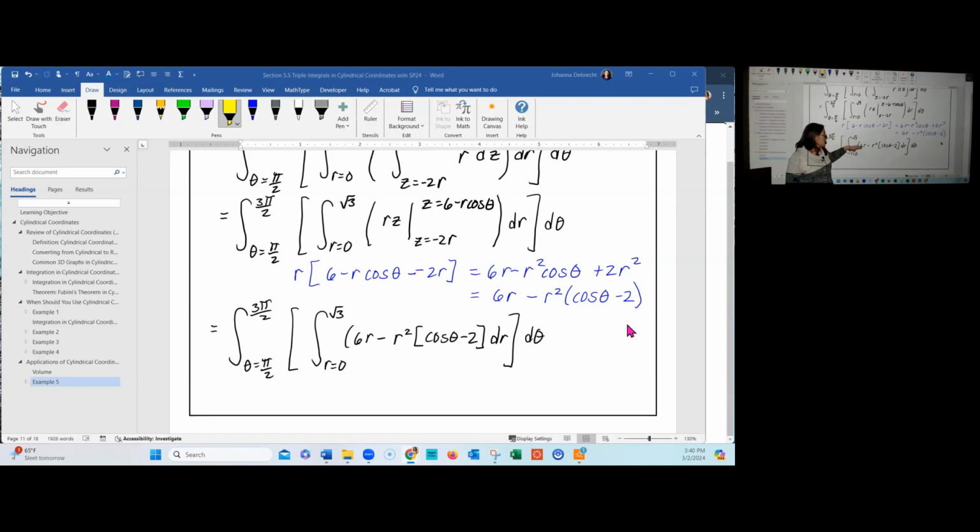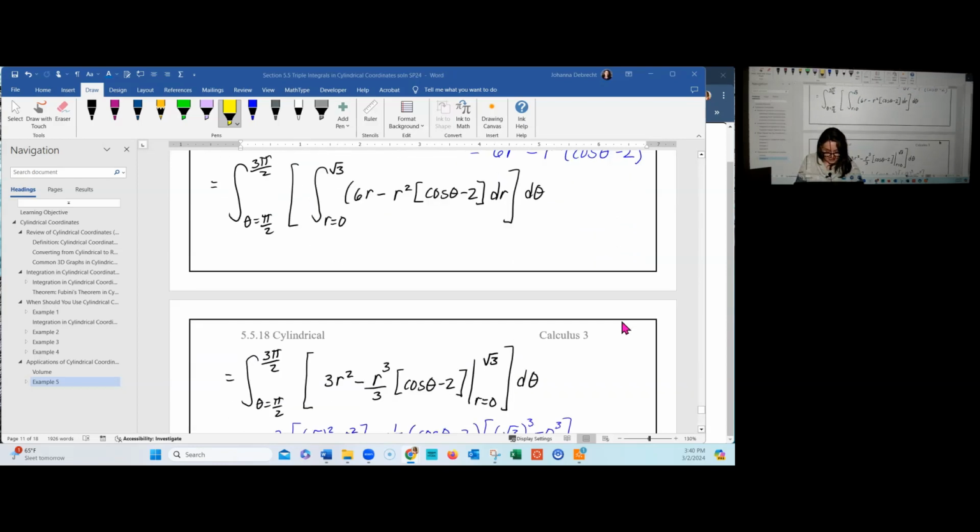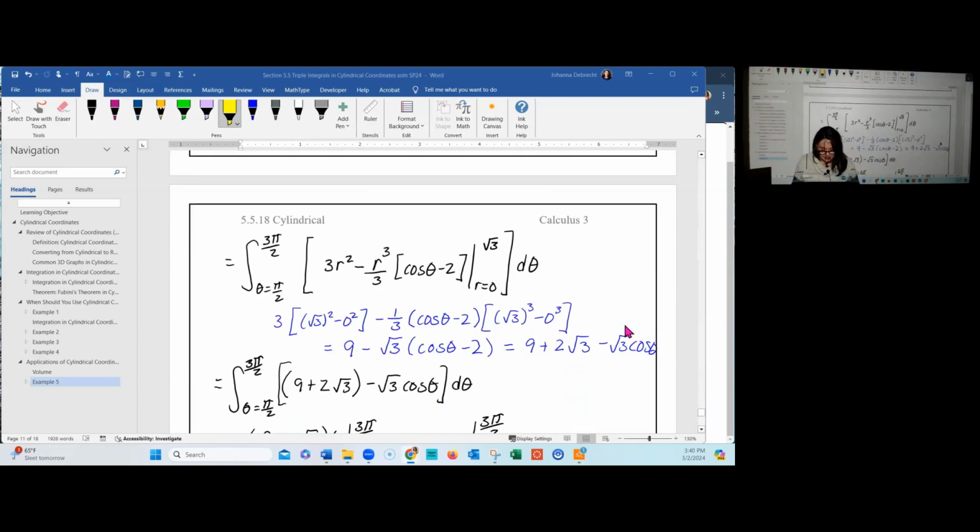R is varying from 0 to square root of 3. When I integrate 6r, I get 3r squared. When I integrate r squared, I get r cubed over 3, still multiplied by the constant factor. In this case, I evaluate from 0 to the square root of 3 for r. When I simplify the first term, I get 9. When I simplify the next one, I get 3 square roots of 3, which when multiplied by the 1/3 cosine theta minus 2 is going to give me square root of 3 times cosine theta minus 2.